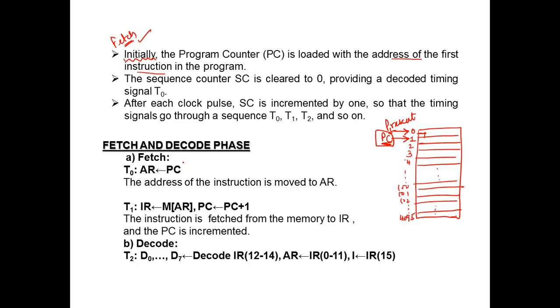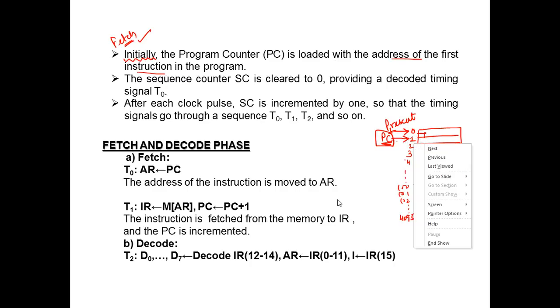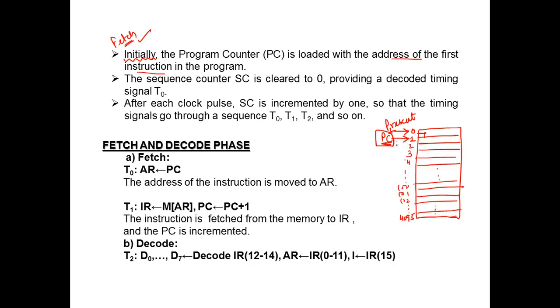Let's suppose the program counter is holding the value 1. I don't actually want the program counter; I want to transfer the value of the program counter to the address register, because in the instruction register, bits 0 to 11 are for the address register. So I need to transfer the program counter's value into this address register. This is what I need to perform, and this entire thing will be performed at the T0 clock pulse.